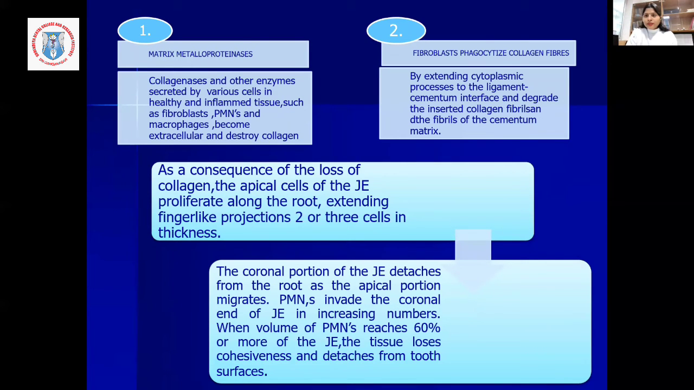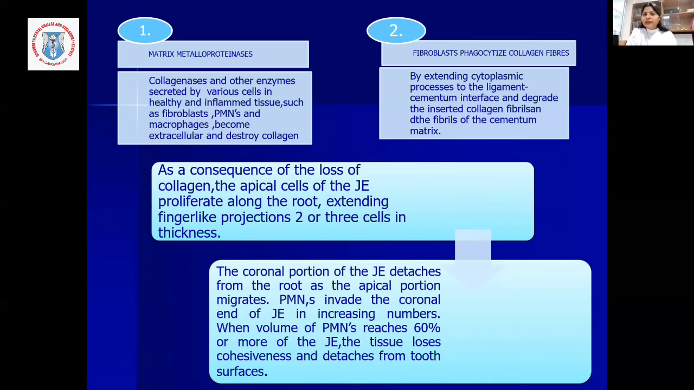You know that for degradation, collagenases are required, and they are secreted by either the inflamed tissues or healthy tissues, such as fibroblasts, and cells like neutrophils and macrophages. They all release collagenases. Even the bacteria release collagenases, causing the degradation of the fibers by destroying the collagen. Also, the fibroblasts phagocytize the collagen fibers.